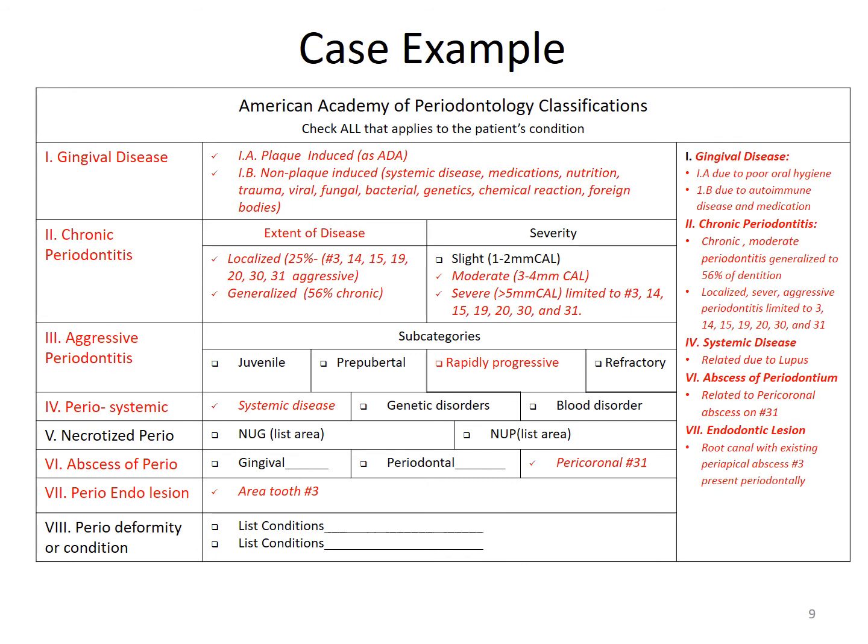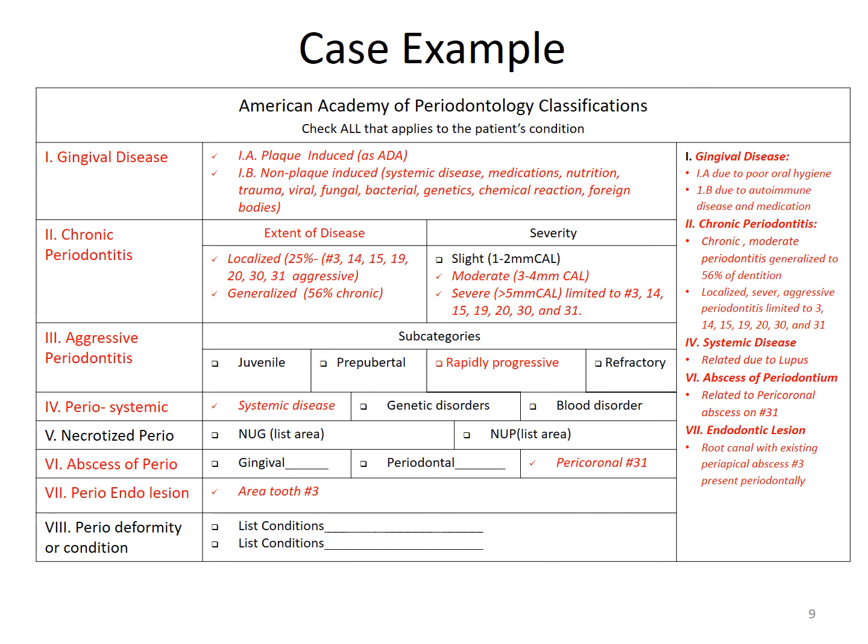The final AAP classification is listed in the last column on the table. The patient presents with gingival disease. Category 1A and 1B have both been selected due to the patient's poor oral hygiene and autoimmune disease and medication. Chronic moderate periodontitis, generalized to 56% of the dentition, has been documented, with localized areas of severe aggressive periodontitis limited to tooth numbers 3, 14, 15, 19, 20, 30, and 31.